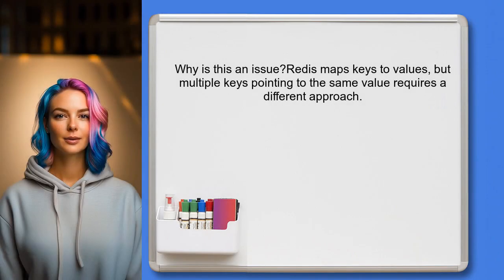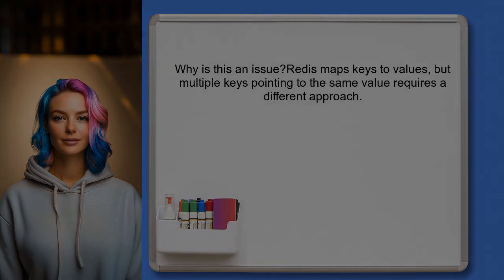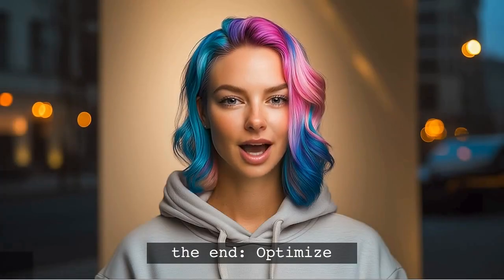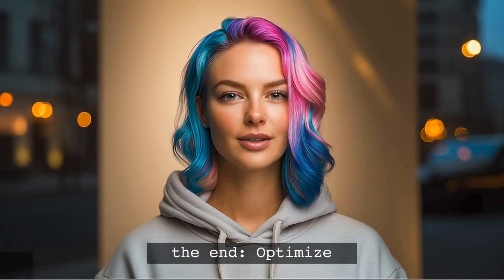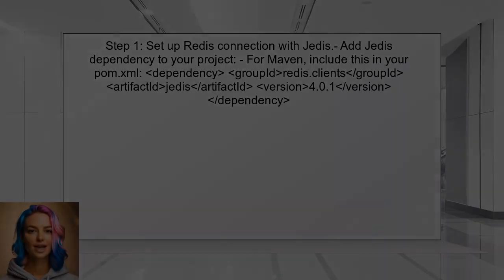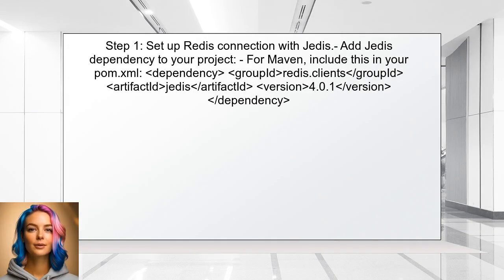So why is this an issue? Redis is designed to map keys to values, but when you want multiple keys pointing to the same value, you need to use a slightly different approach. Let's break it down. And stick around. At the end of this video, I have a bonus tip that will help you optimize your Redis usage even further. To begin, the user needs to set up their Redis connection using Redis in Java.